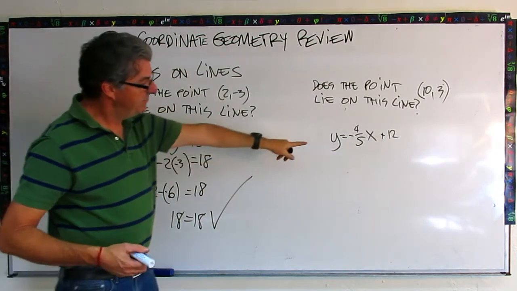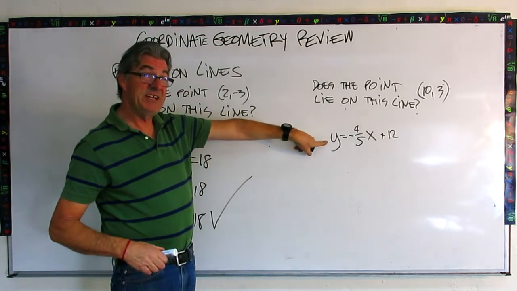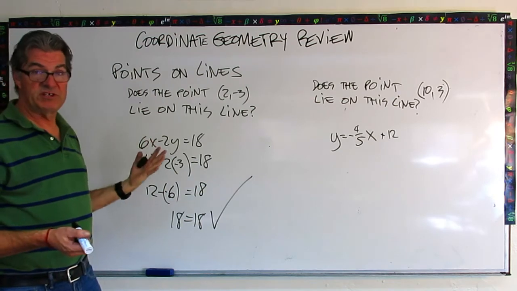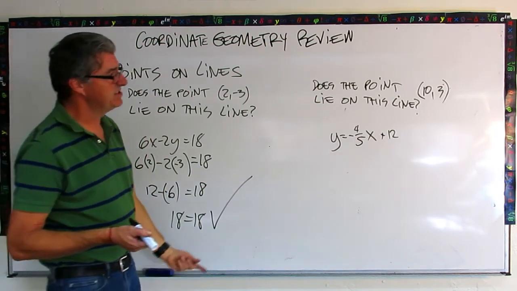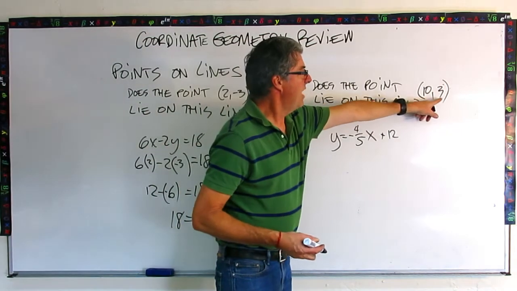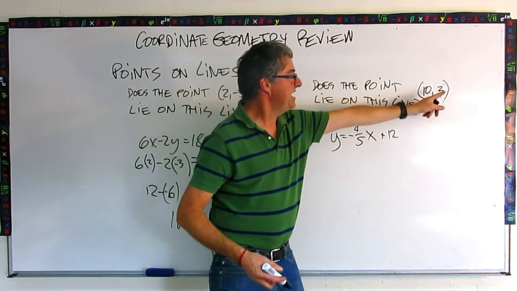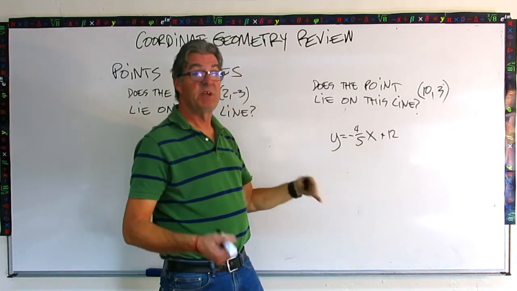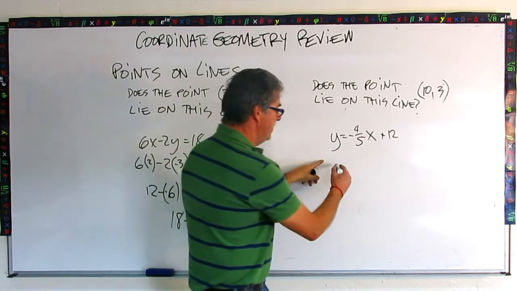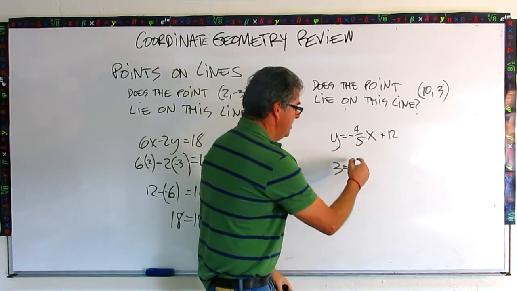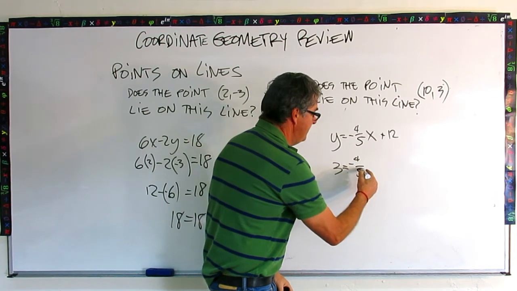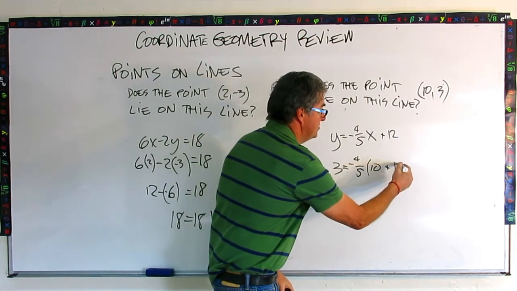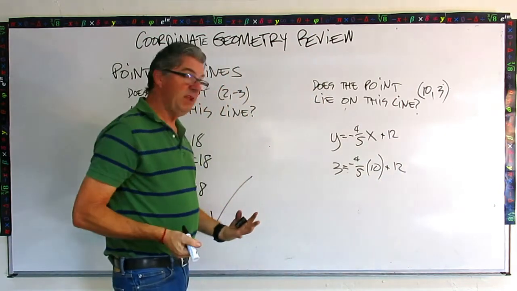Same process, but you probably notice now I have a gradient intercept line rather than a general form equation for my line. Same process though. Plug in my y value. So what we're wondering is, does the point 10, 3 lie on this line represented by that equation? So I plug my y value in for y. 3 equals negative 4 over 5 times x, which is 10, plus 12. So there's my plug-in step.